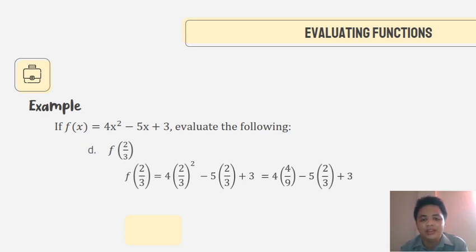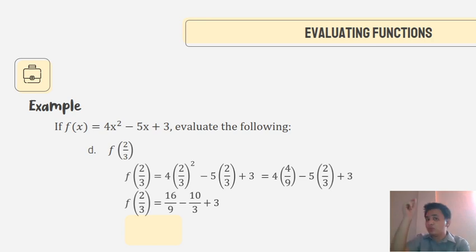And then, anong next? Multiplication. Multiply the whole number by the exponent. So, 4 times 4, ilan? 16 over 9. Minus 5 times 2, 10 over 3 plus 3. Now, observe that sa ganito, wala ka na kayang isimplify. So, meron ka na ditong magkaibang denominator.